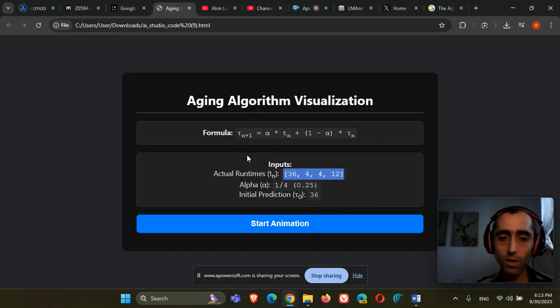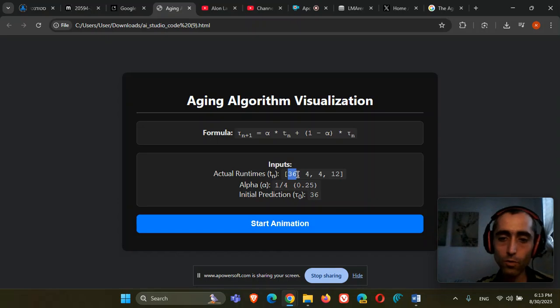So the formula goes like this. For n plus 1, the next prediction is alpha, this factor, times the actual time that was just before, at n, plus 1 minus alpha, this aging factor, times the previous prediction. This is the current prediction for the next burst, for the next process going into the CPU, and this is the previous one. So we have an example here for inputs.